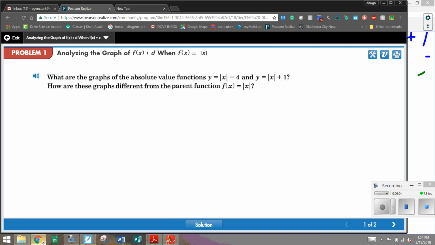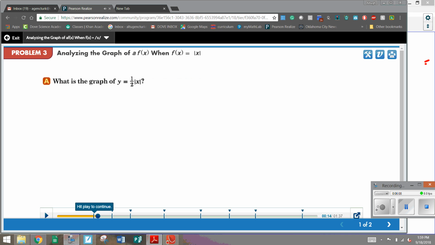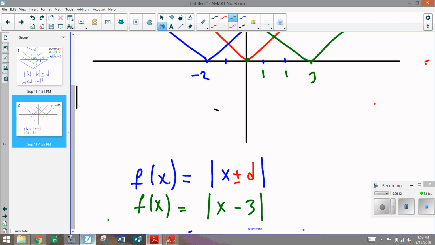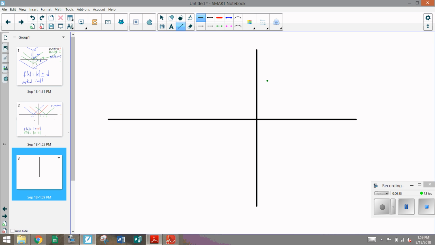Now we have a question here. We're changing the coefficients. So let me put that down into the smartboard. I'm going to draw this one. And first things first, I always draw the parent function. What is the parent function? f of x equals absolute value of x.